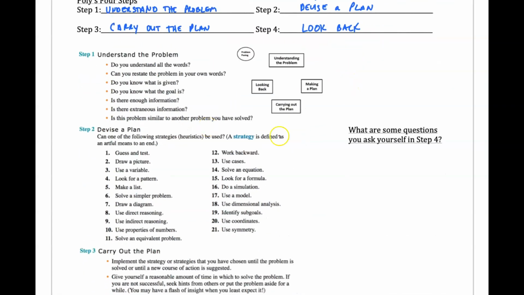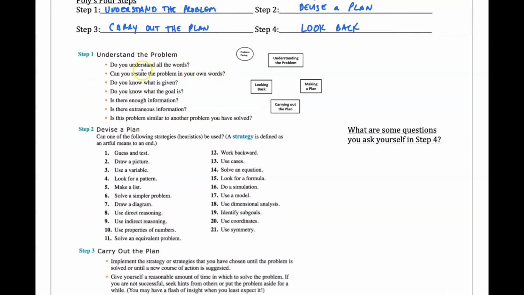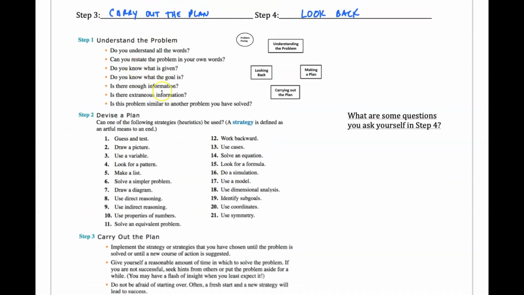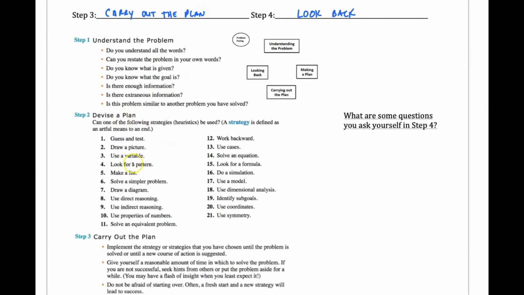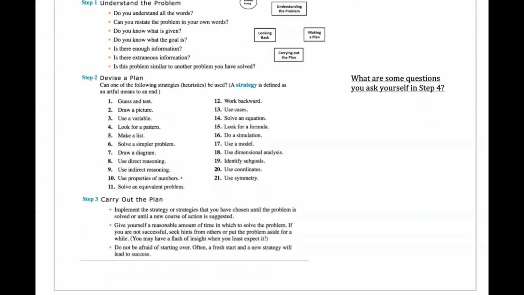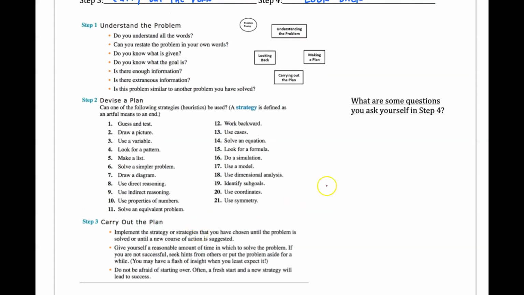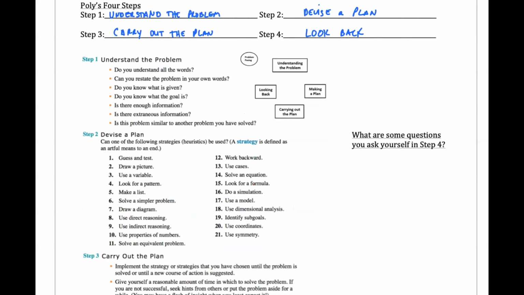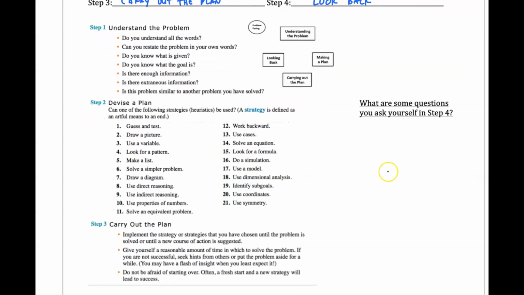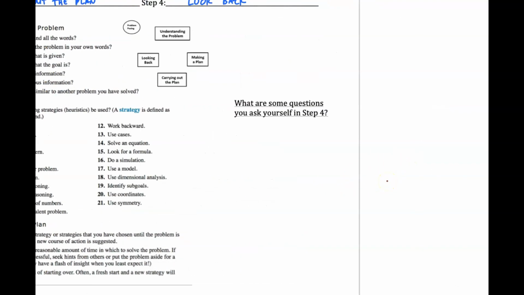And then what you have here are the questions you'll be asking yourself as you understand the problem and devise a plan, and these are the strategies that we'll start talking about and do in the class. And then you carry out the plan right here. With that, that leads you to the 4th step, which is look back. So once you've actually carried it out, what do you think are some questions you'd be asking yourself in step 4? Go ahead and think about that real quick.